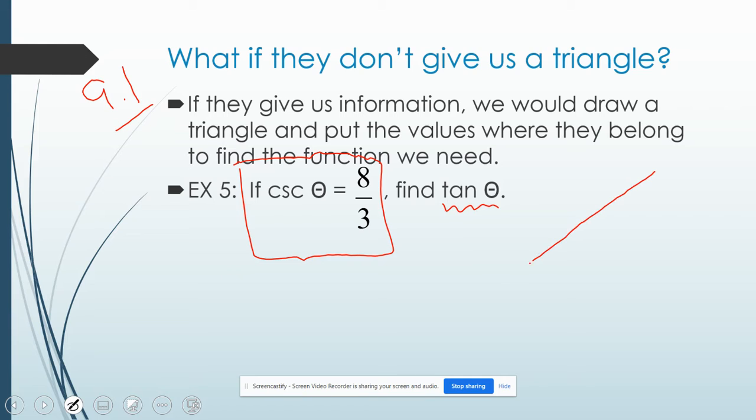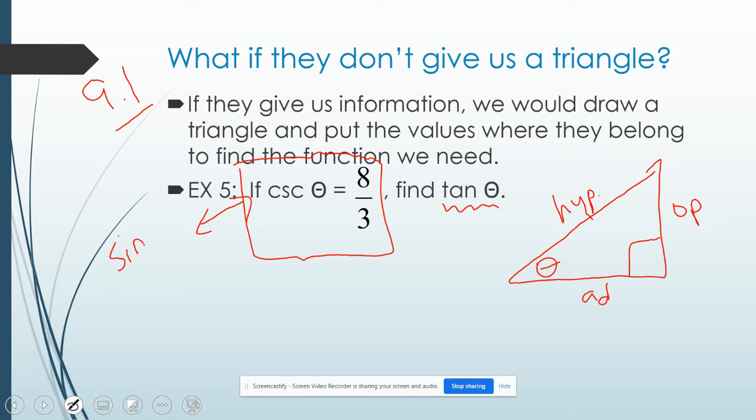So I'm going to go ahead and draw a right triangle. I'm going to put in a theta, and I'm going to label opposite, adjacent, hypotenuse. Now, cosecant is the inverse of sine. Sine is opposite over hypotenuse, so cosecant is hypotenuse over opposite. So that means that we know our hypotenuse is 8 and our opposite is length 3.